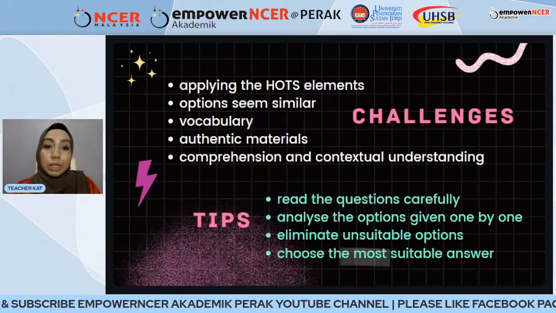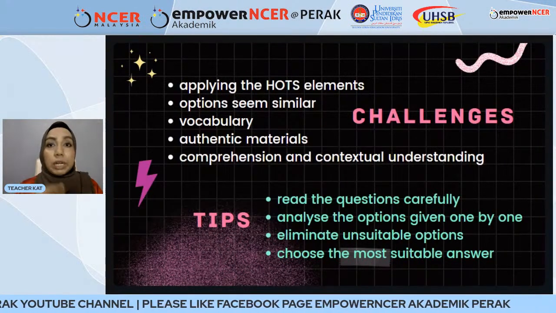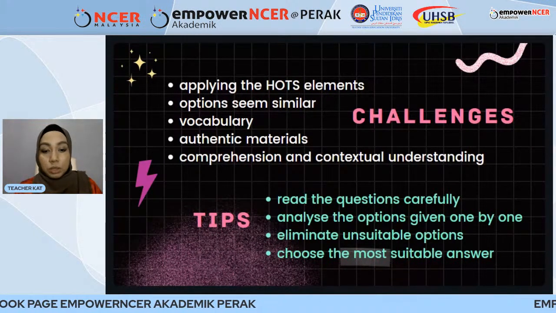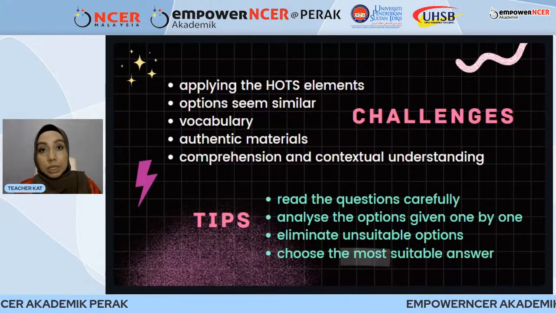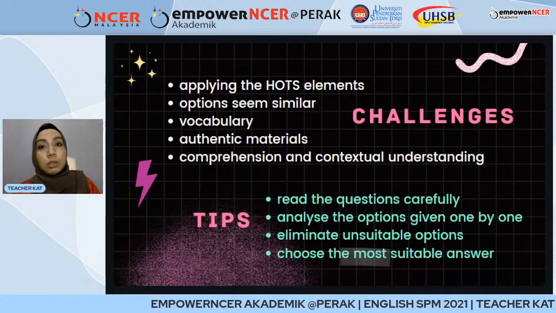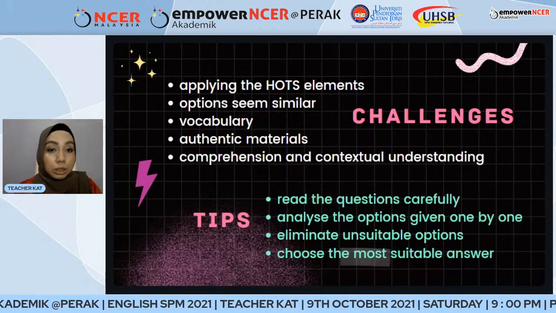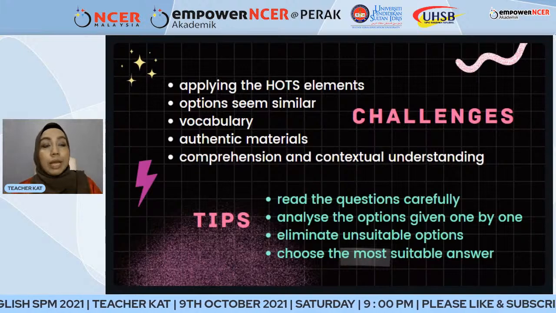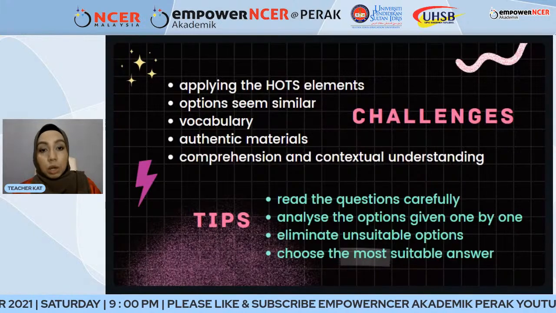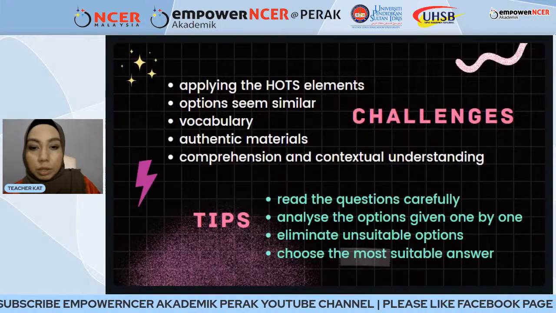Only then will you realize that maybe one of the options is not even related to the text, it's not even mentioned in the text. So when you see that it's not mentioned in the text at all, you will be able to eliminate the unsuitable options: the options that have nothing to do with the text, and the options that have wrong facts based on the text. So you eliminate those unsuitable options, and at the end, you will be able to choose the correct answer. Okay, moving on.